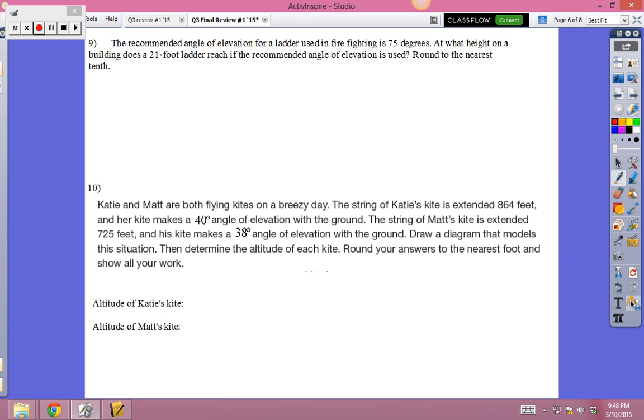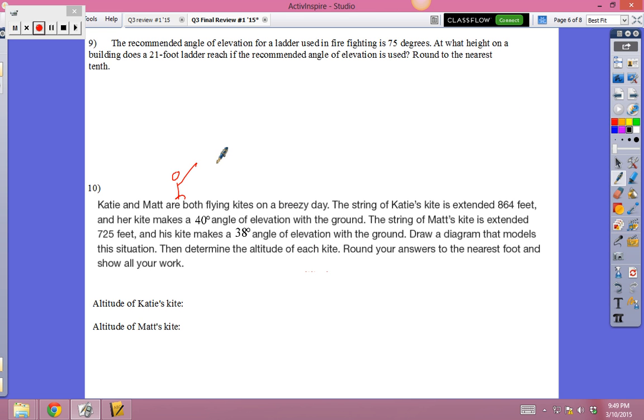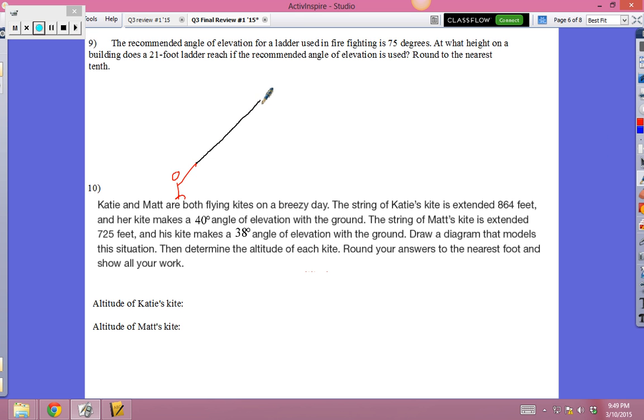Okay, 10 is pretty similar. Number 10, Katie and Matt are flying kites. The string on Katie's kite is 864, and her kite makes a 40-degree angle with the ground. So here's Katie right here, and in her hand, here's where the string starts. So the string from her kite is going to go, and the string is 864. But from the ground, that's going to make an angle of 40 degrees. Okay, let's make a triangle. So let's go down. There's my 90.